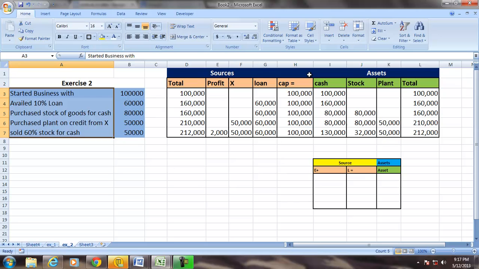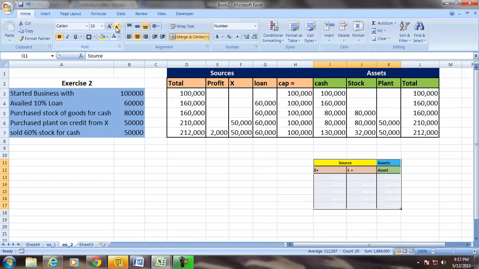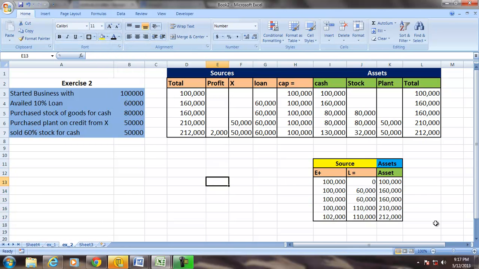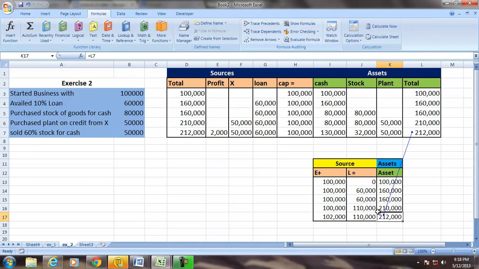But this accounting equation can also be presented in this format as a summary of the accounting equation: equity plus liability is equal to assets, which we can see that at any point of time the assets are financed by equity and the liability. Let us take from the last transaction. So the assets are 212 and the liabilities are X and loan, and equity is the capital plus profits.